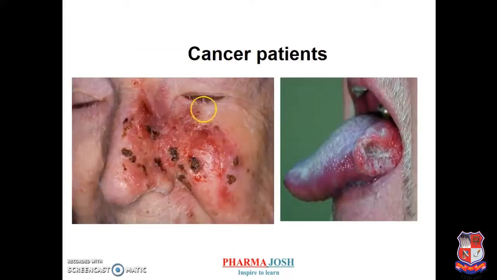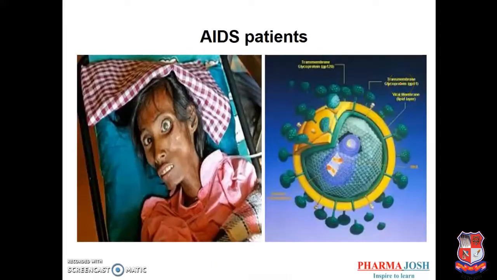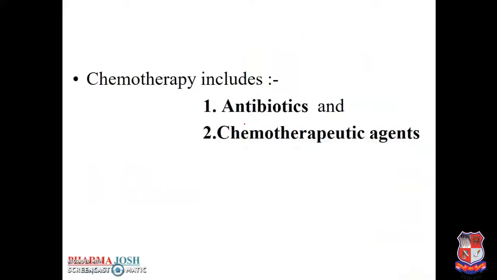Some cancers, such as skin cancer and tongue cancer, are also treated by chemical agents. Those chemical agents we can say are chemotherapy. AIDS, acquired immunodeficiency syndrome, is a viral disease mainly caused by HIV, human immunodeficiency virus. In this viral treatment we use antiviral drugs, and antiviral drugs originate from chemotherapy. So here we discussed various bacterial, viral, fungal and protozoal infections. The main treatment is chemotherapy.